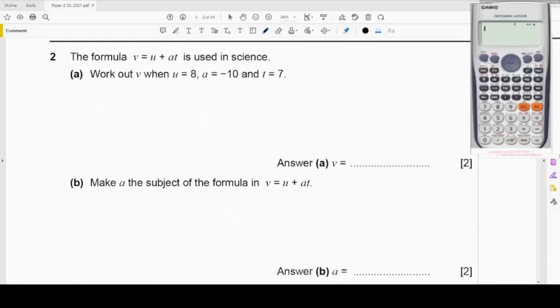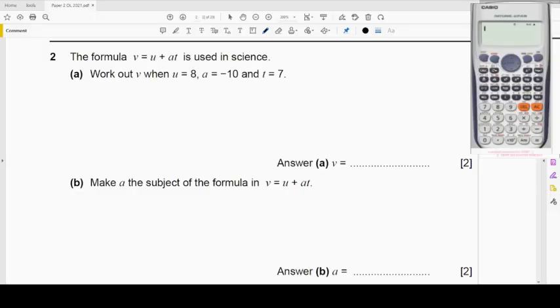Then number 2, we're given the formula V is equal to U plus AT, and we're told that this is used in science. I think from physical science or physics, you'll remember that this is the formula for the final velocity when you're given the initial velocity and acceleration and time. Now A says work out V when U is 8, A is minus 10, and T is 7. So it's just a matter of substituting into the formula.